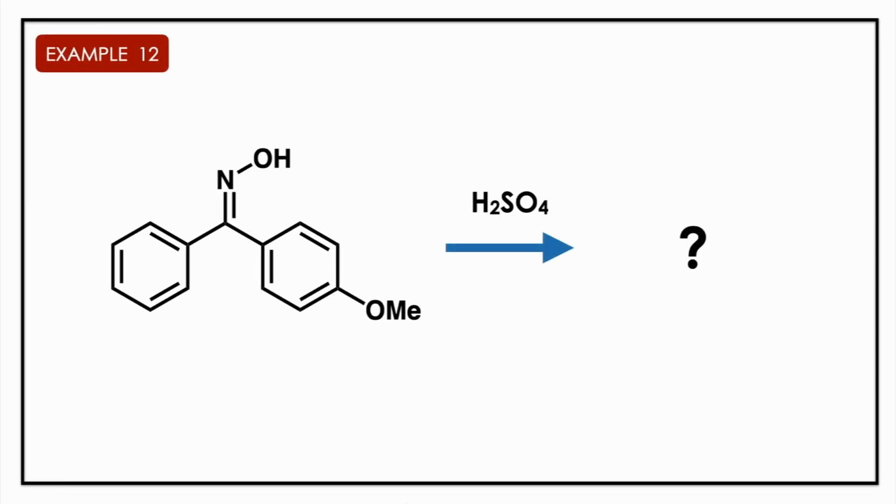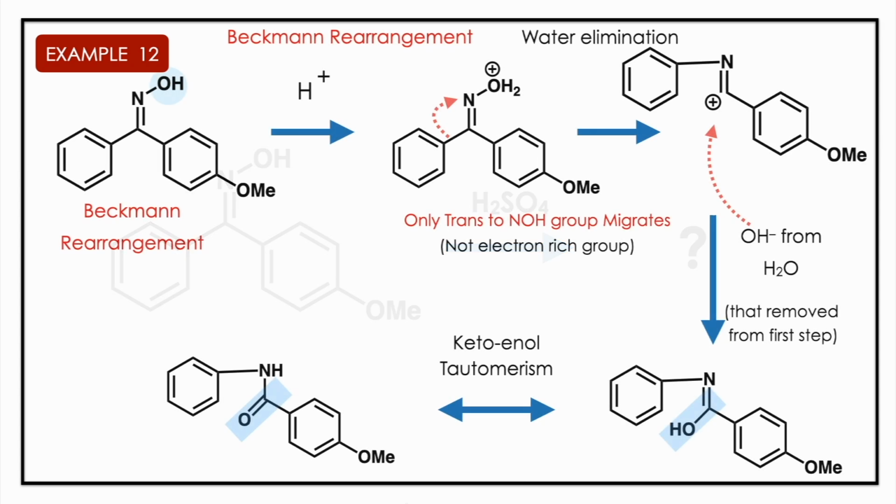Then the next example. Here you have hydroxylamine. Phenol and anisole are there. You are using sulfuric acid. You should find what will be the final product. Here you have an oxime and you are using acid, so there is a chance of Beckmann rearrangement. First step, acid attacks the OH. You have H2O formation. Which group migrates is the real question.